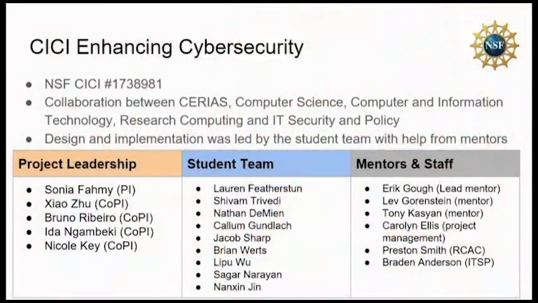So this is an NSF supported project under the Cybersecurity Innovation for Cyber Infrastructure program, and it's a collaboration between CERIAS, computer science, computer information technology, research computing, and IT security and policy. So a broad team has been assembled to solve this problem.